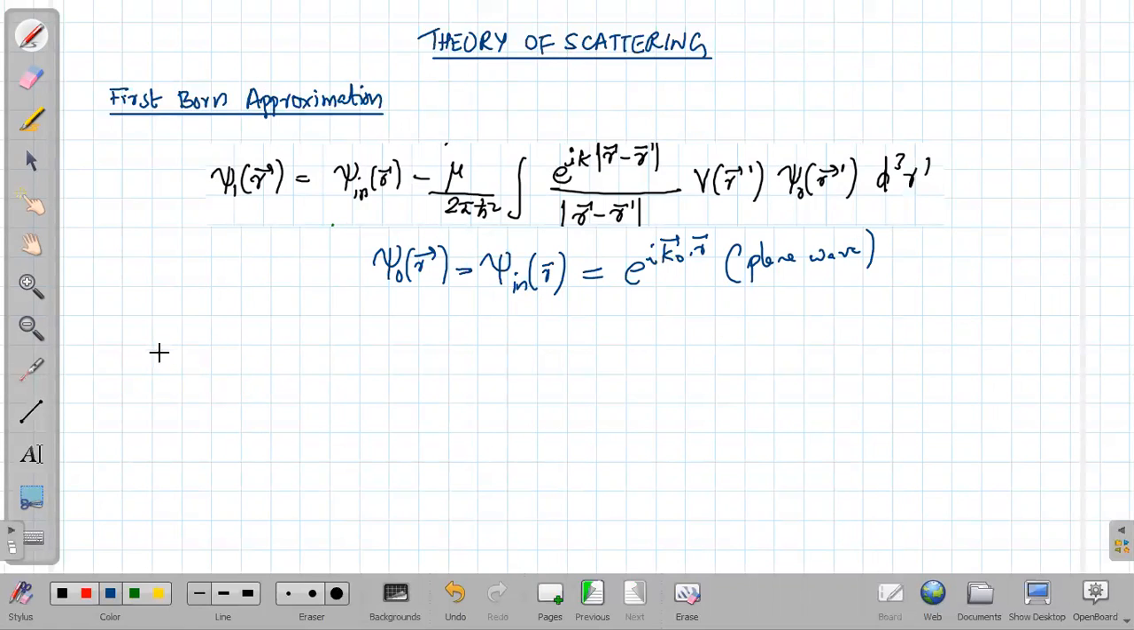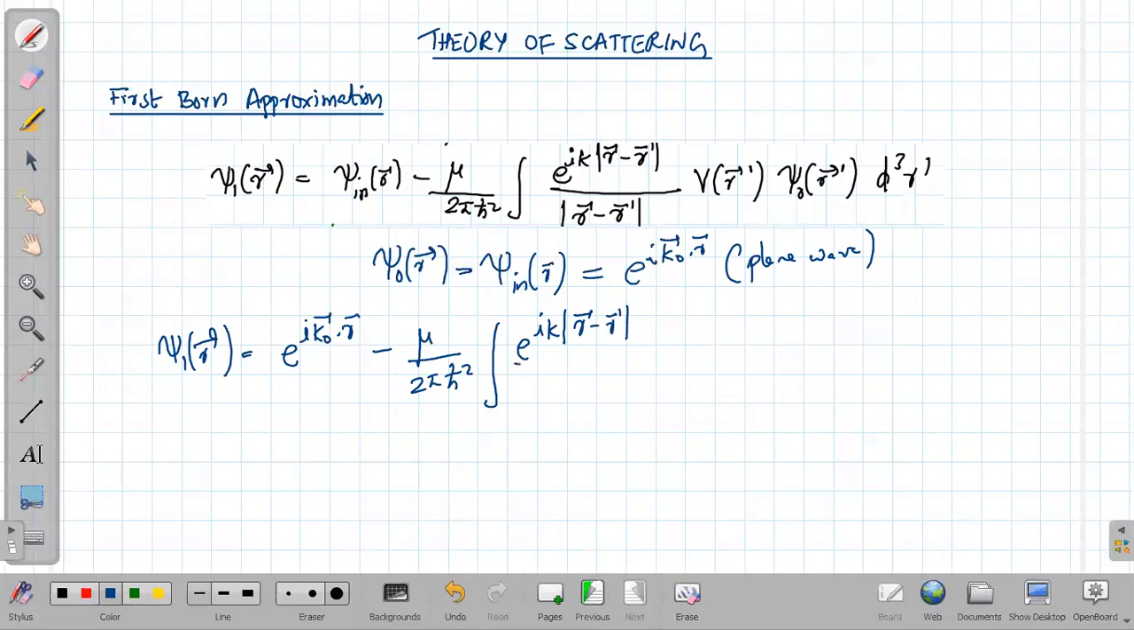So what would be the total wave function? Psi 1 of r, we can write e raised to i k0 dot r minus mu upon 2 pi h bar square integral e raised to i k modulus of r minus r prime divided by modulus of r minus r prime, v of r prime, and the psi 0 of r prime, I can write e raised to i k0 dot r prime, and d cube r prime.